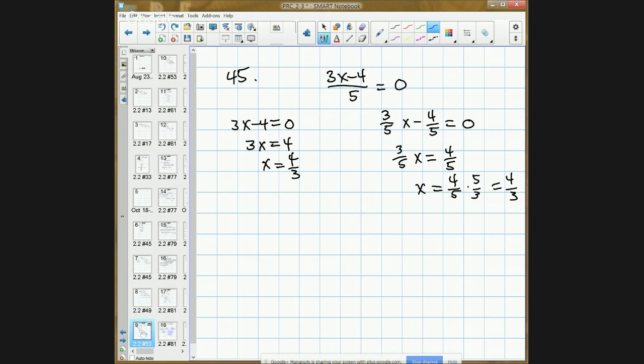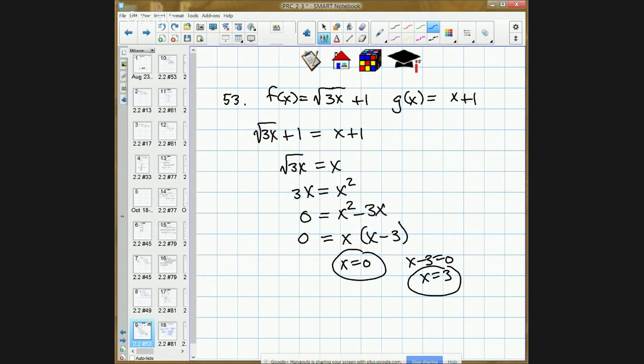Yep, we do. 53. Okay, the directions here are find the values of x for which f of x equals g of x. So this time they're telling you we have two functions. When will they be equal? Well, the only way to find out is to set them equal, which is what I've done in the first line here and the first line underneath. Now it's just pretty standard.